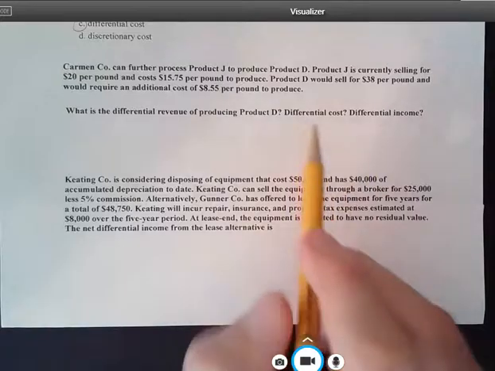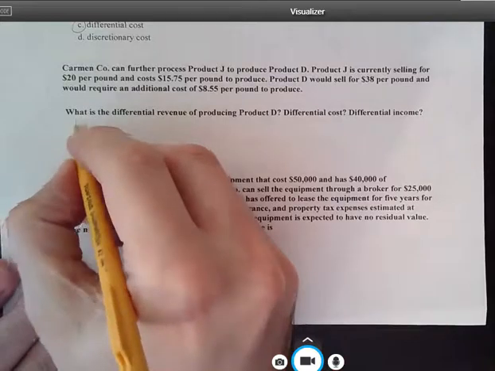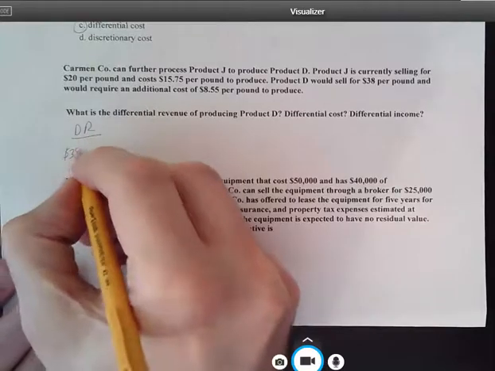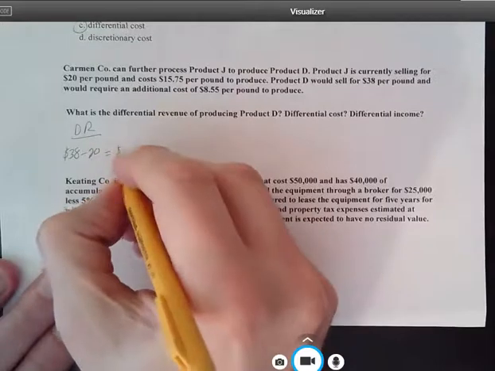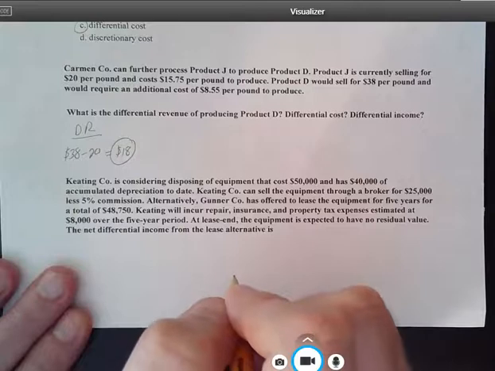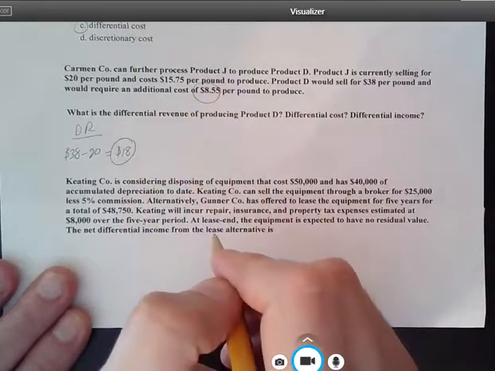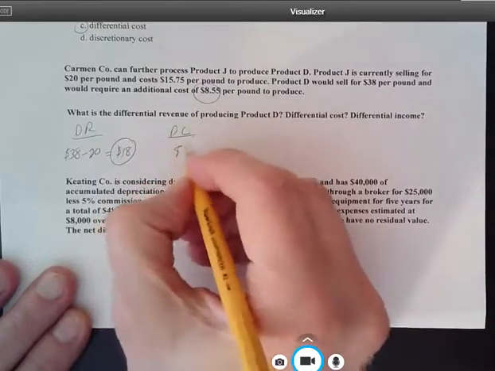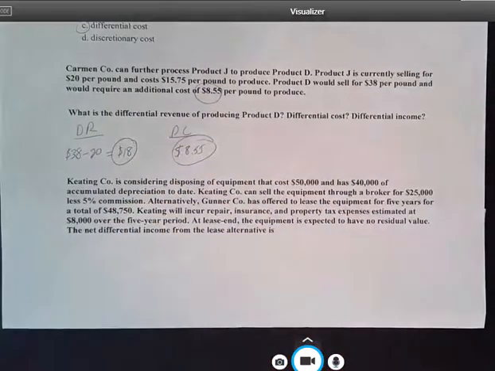Okay. Well, this is actually pretty simple. If we're looking at differential revenue, all we have to do is take the new sales price minus the old sales price. Differential revenue is $18. Differential cost, all we have to do is grab the extra cost that we're going to incur. We don't have to do any calculations at all. Differential cost is $8.55.